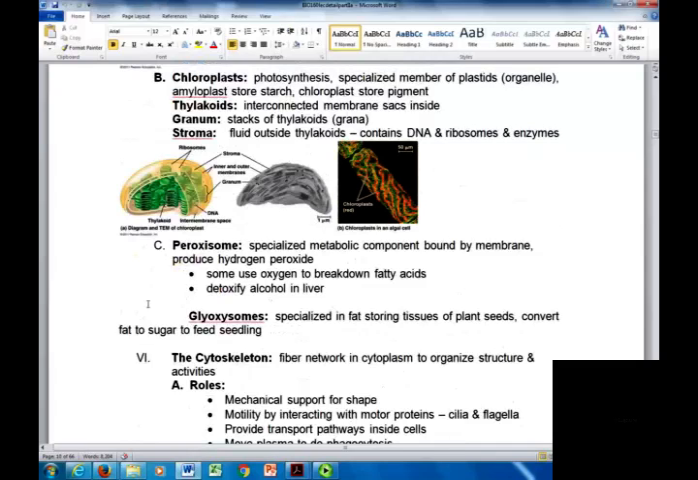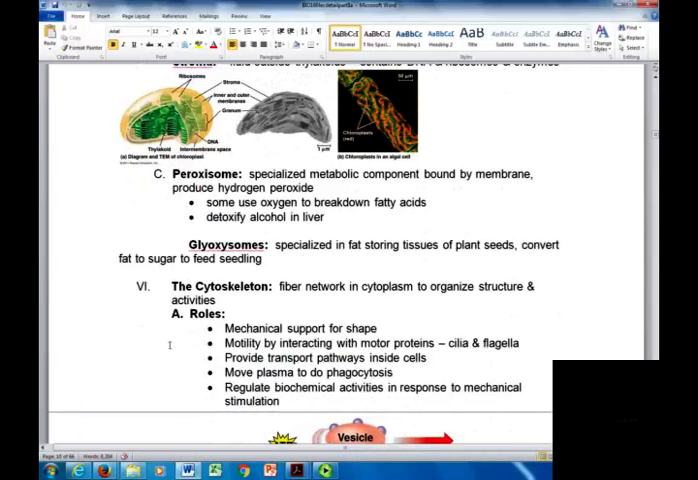So the peroxisome, this is going to be a specialized metabolic component that is bound by a membrane. It produces hydrogen peroxide. So some of it is used to break down fatty acids, also to detoxify alcohol in the liver. The glyoxysomes, these are specialized fat-storing organelles in the tissues of plant seeds. What they will do is they will convert the fat in the seed to sugar to help feed the seedling.